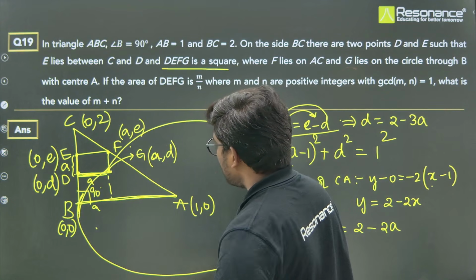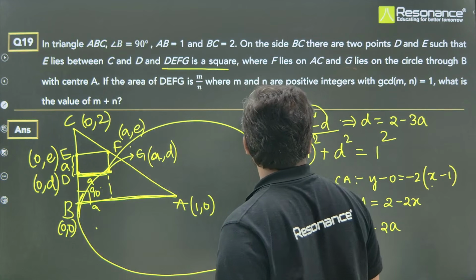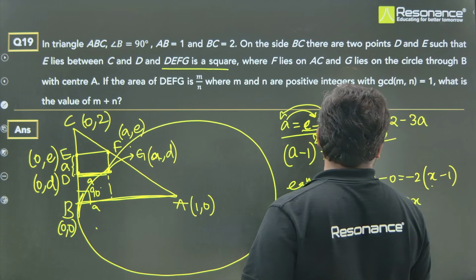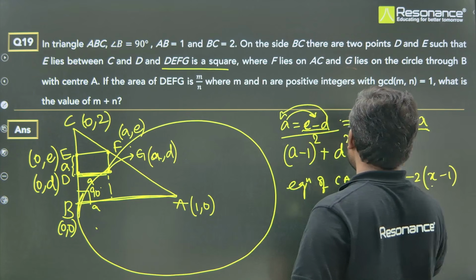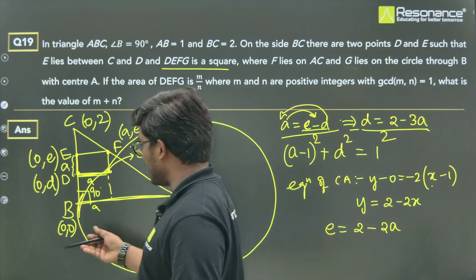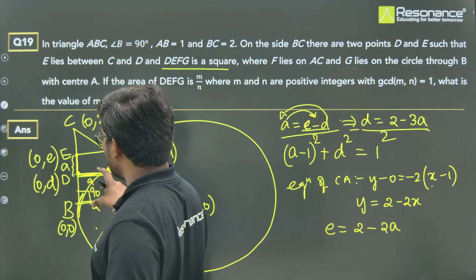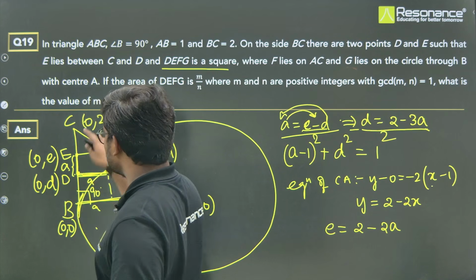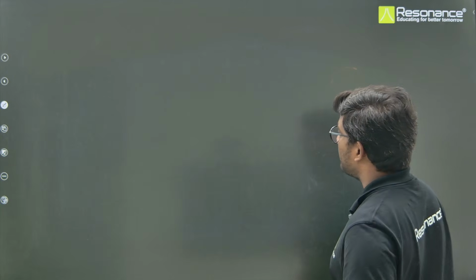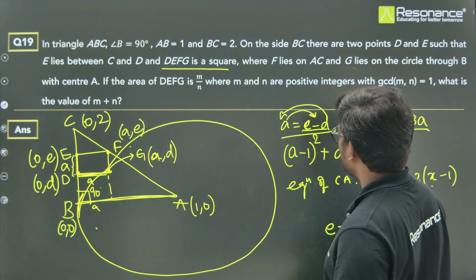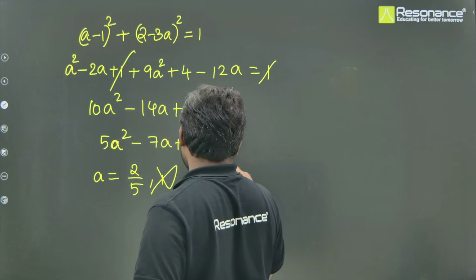Could a be 1? If a is 1, E minus D is 1, and D is minus 1, which is clearly not possible because D is on the line segment BC. So D has to lie between 0 and 2. So a could not be 1. So a is 2 by 5.